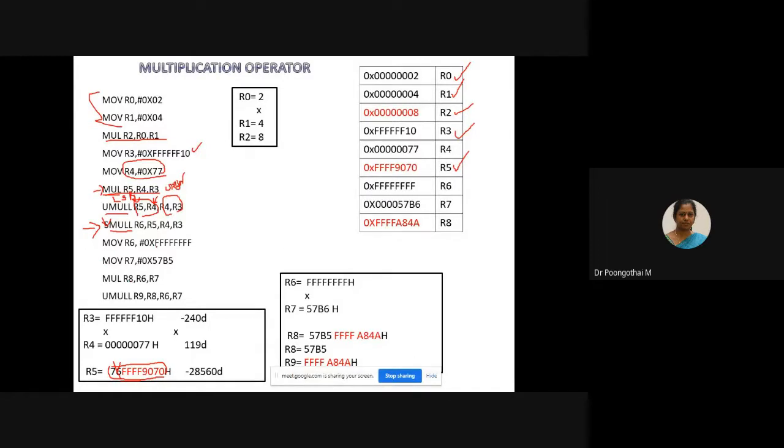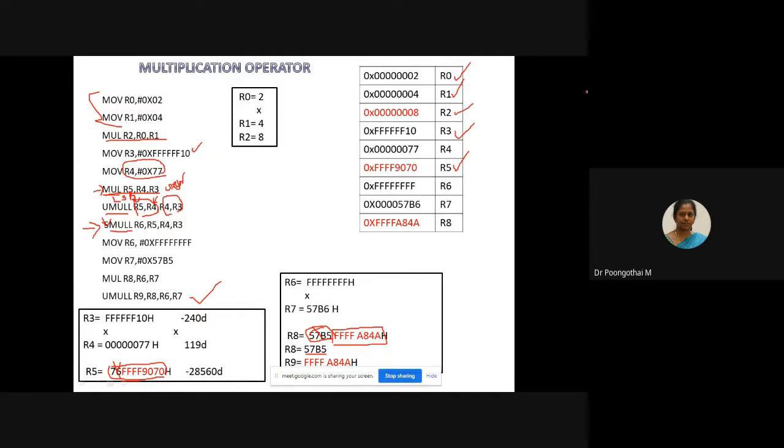Next instruction, I'm going to load this 32-bit value into R6 and this 16-bit value into R7, and I will be using this simple multiply instruction. After execution, your R8 holds this value. When we use the simple multiply instruction, the upper result will be discarded. Again, I'm using long multiply, and I'm able to extract this 57B5. After execution, R8 holds the upper 32 bits and R9 holds the lower 32 bits.